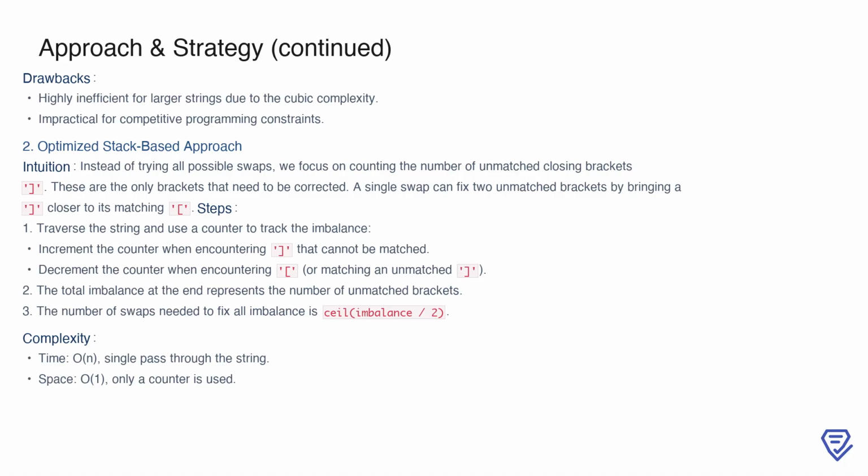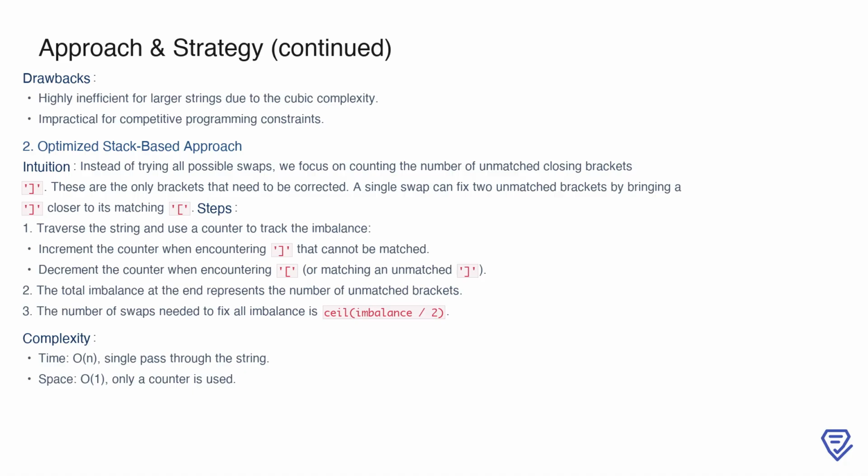To address this inefficiency, we explored an optimized stack-based approach. The key insight here is to focus on the unmatched closing brackets, as these are the only ones that need to be corrected. Each swap can resolve two unmatched brackets, making this method significantly more efficient. To implement this, we traverse the string while maintaining a counter to track the imbalance. Specifically, we increment the counter when encountering an unmatched closing bracket and decrement it when encountering an opening bracket, which can balance a previous unmatched closing bracket. At the end of the traversal, the total imbalance gives us the count of unmatched brackets, and the number of swaps required is the ceiling of half the imbalance.